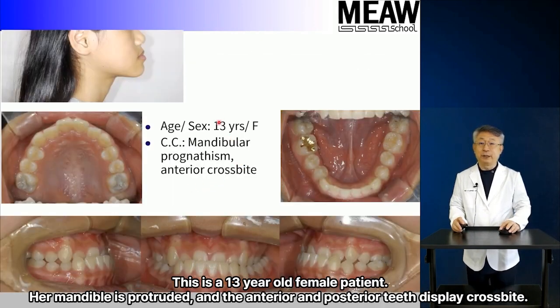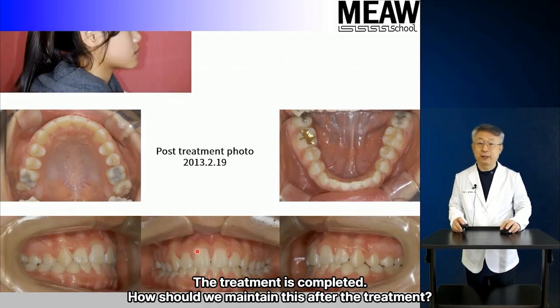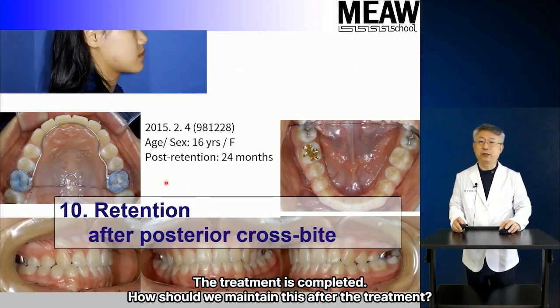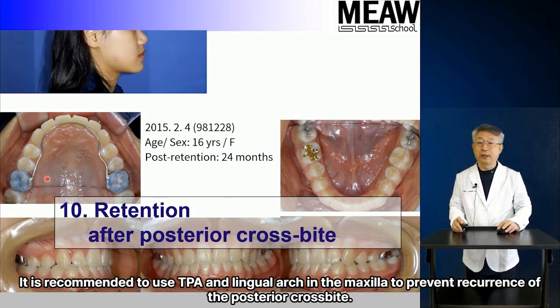This is a 13-year-old female patient. Her mandible is protruded, and the anterior and posterior teeth display crossbite. The treatment is completed. How should we maintain this after the treatment? It is recommended to use TPA and lingual arcs in the maxilla to prevent recurrence of the posterior crossbite.